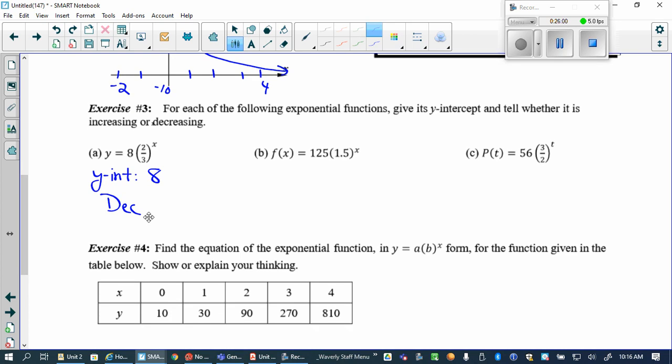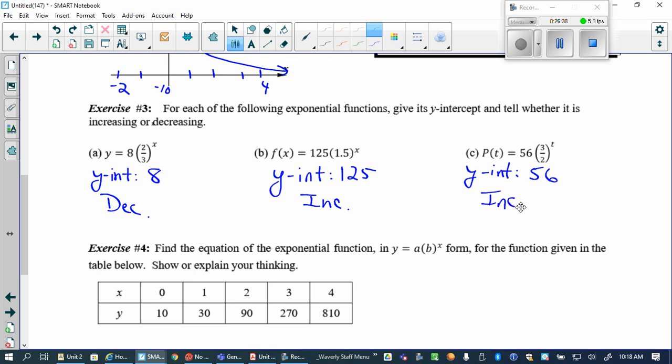You guys do these other two. Give me a second. What's the y-intercept for B, guys? 125. Is this increasing or decreasing? Because 1.5 is bigger than 1. What's the y-intercept for part C? 5/6. Well, wait, that's a fraction. It's bigger than 1. Yeah, it's still greater than 1. 3/2 is not in between, right? It's 1.5, isn't it? So it's increasing.